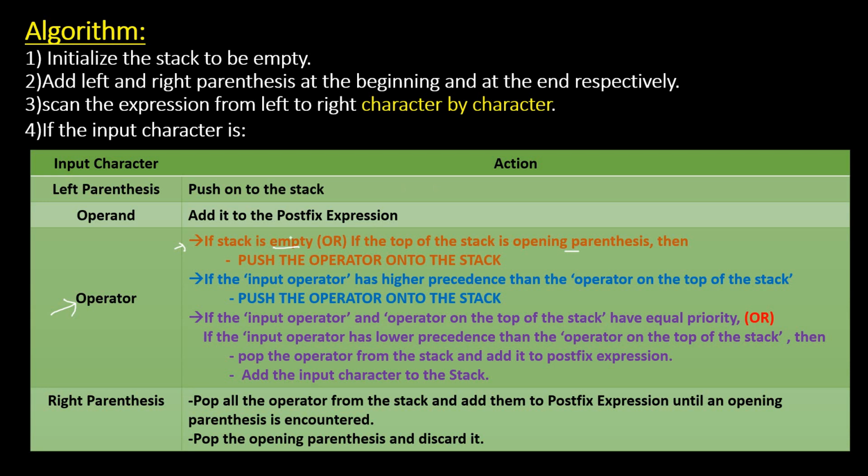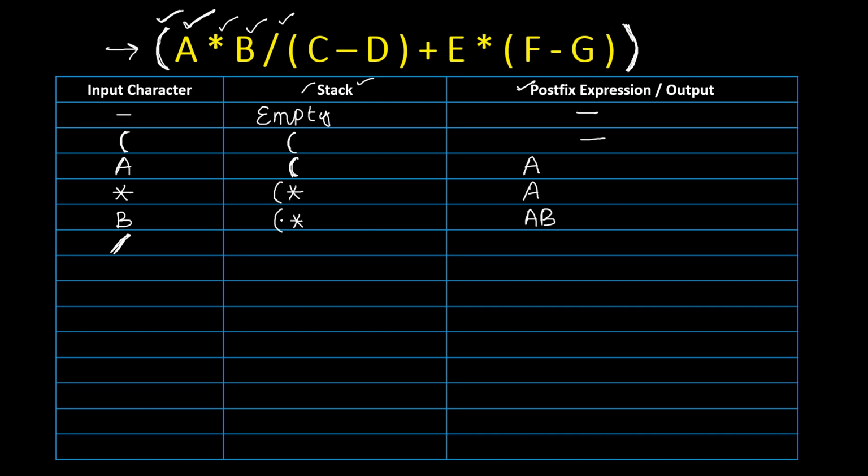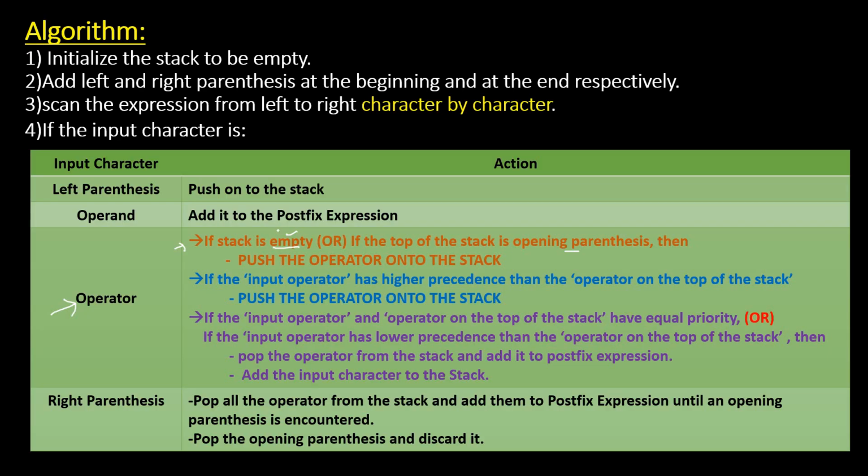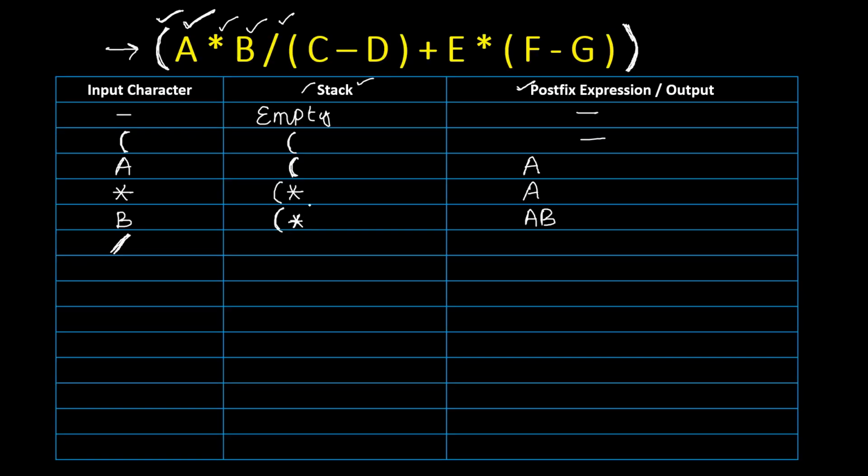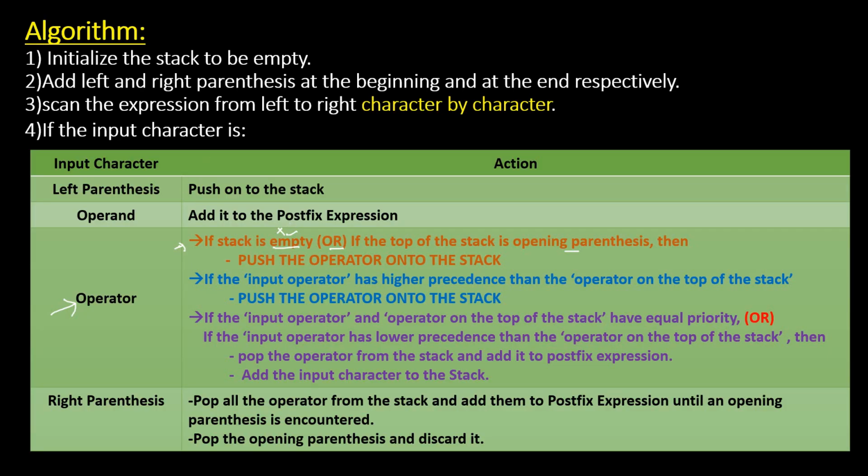So see the first one. If the stack is empty, so here the stack is obviously not empty, right? It is having 2 symbols, left parenthesis and multiplication. So it is not going to match. Or if the top of the stack is an opening parenthesis. Here observe, the top of the stack is this multiplication symbol, right? So this first point is not going to match, and we have to check the remaining 2 points.